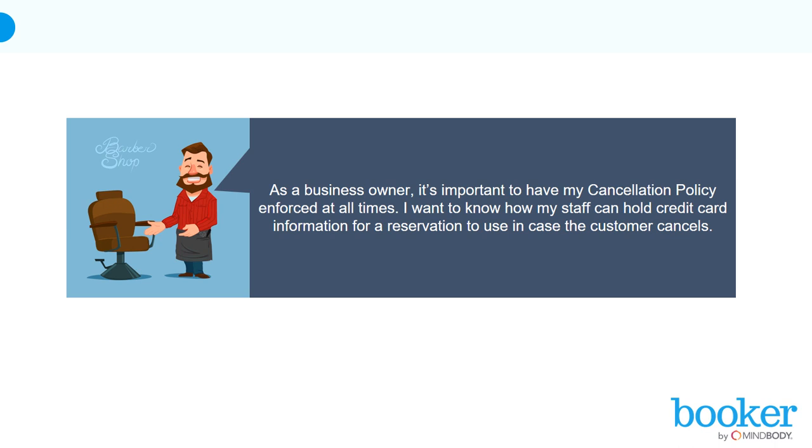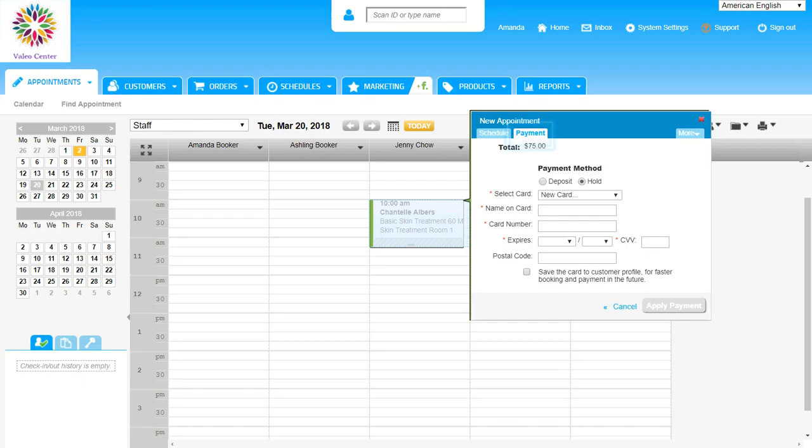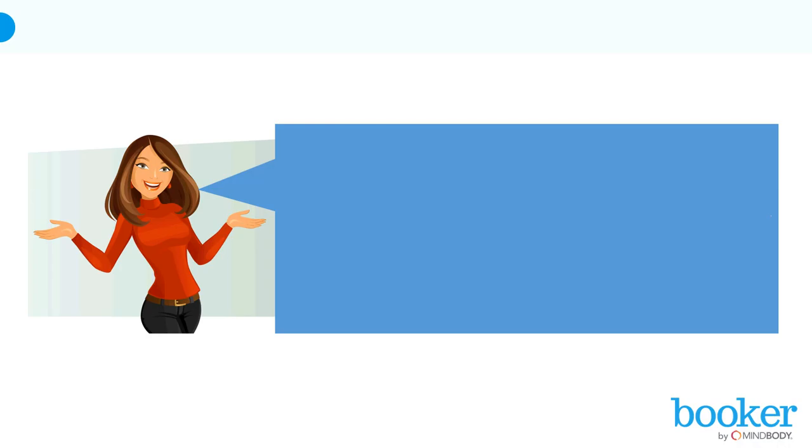As a business owner, it's important to have my cancellation policy enforced at all times. I want to know how my staff can hold credit card information for a reservation to use in case the customer cancels. Both versions of Booker can securely hold credit card information as we book appointments. The payment tab of the new appointment bubble will securely hold the credit card information, so that you can charge it if the customer cancels.